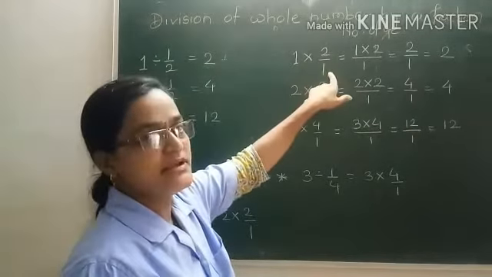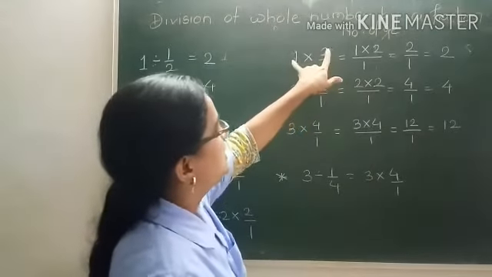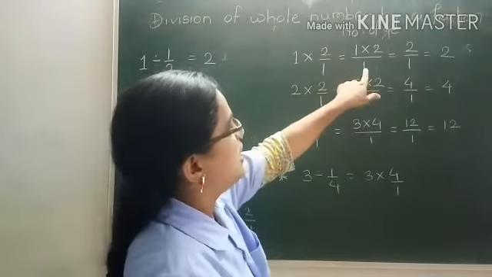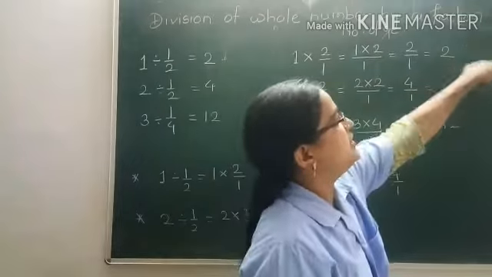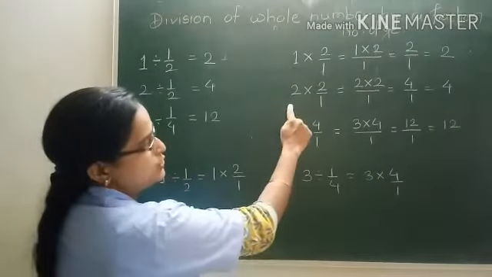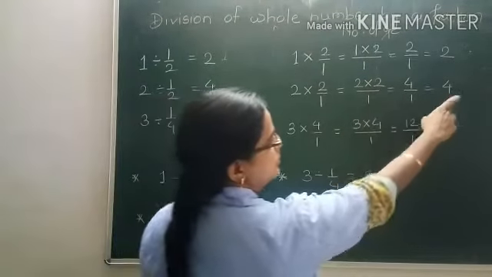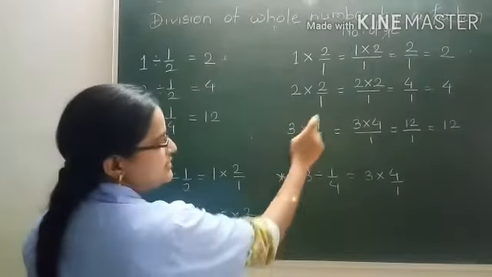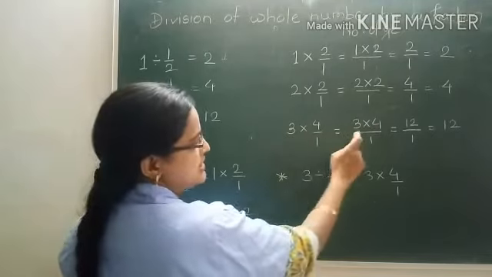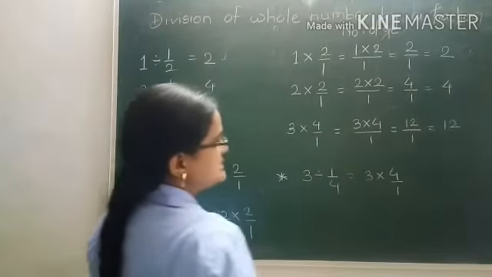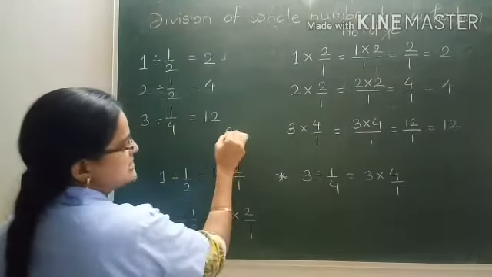How do we do this multiplication? We have already studied. It is 2 multiplied by 1 upon 1, so the answer will be 2. Similarly, 2 multiplied by 2 upon 1 is 2 into 2, 4 upon 1, that is 4. 3 multiplied by 4 upon 1 is 3 4s are 12 upon 1.